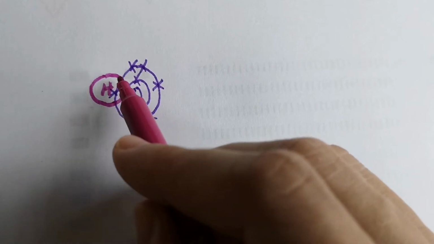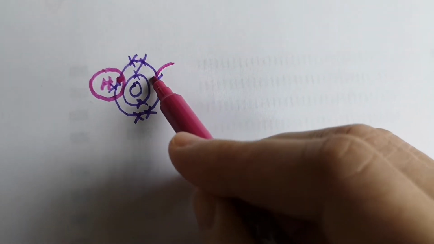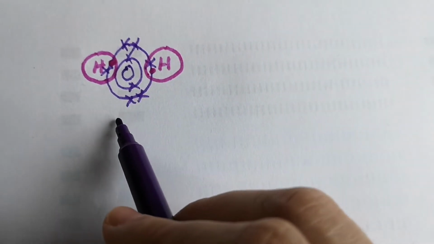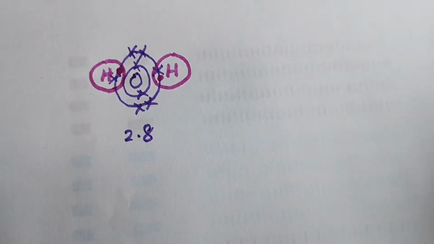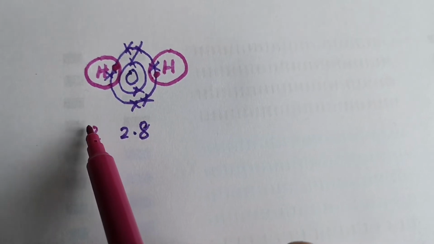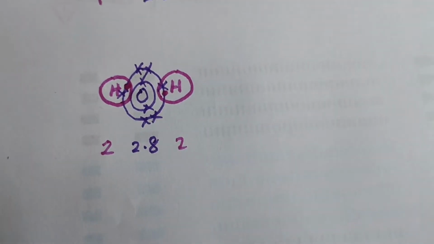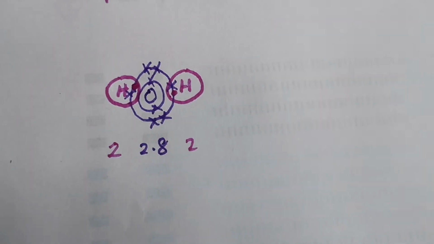Okay, they share one pair of electrons. This is hydrogen. So you can see that after the sharing of electrons, oxygen becomes 2.8, and the electron arrangement for hydrogen becomes 2, 1, 2. Okay, so this is a covalent bond. Right, covalent bond.